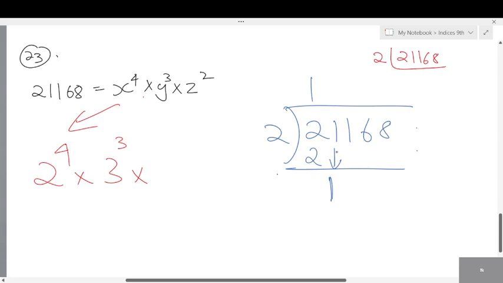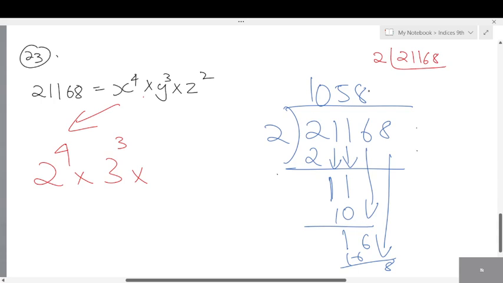What's the rule, students? If you want to bring down the other number, what do you have to add? 0. Now what's the answer? 2 5s are 10. Bring down 16. What do you get? 2 8s are 16. Bring down this 8. How many times does it go? 2 4s are?